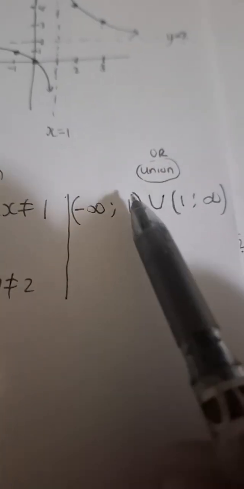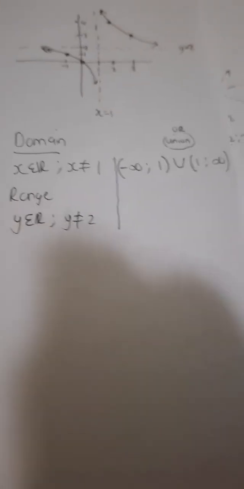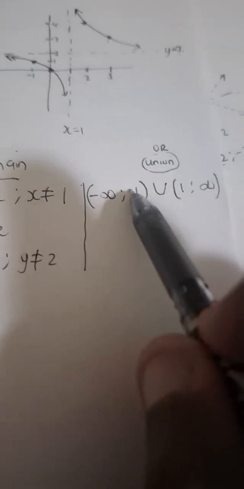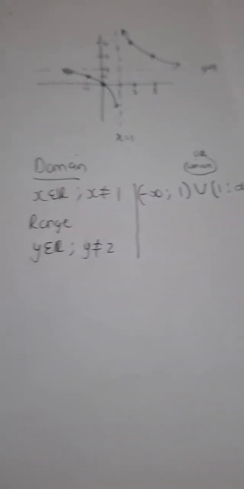So negative infinity to 1, union 1 to infinity. This is another way that you could write the domain of the function. I'm just exposing you to various ways to do this, guys. You can do it in this way as well. You can say x is an element of, and then open brackets, minus infinity to 1, open brackets, union 1 to infinity. And remember, we use open brackets because the positive 1 is not included as part of the answer.